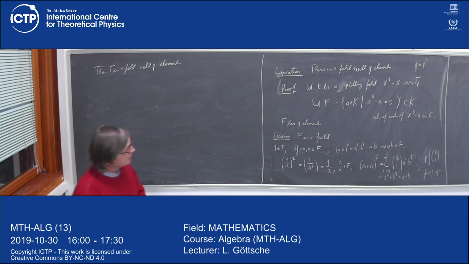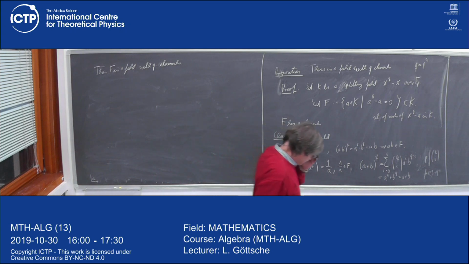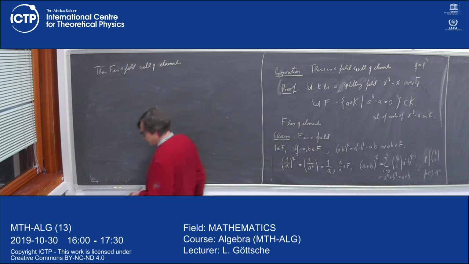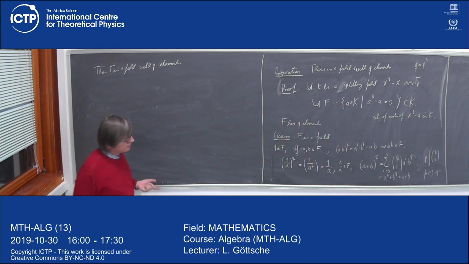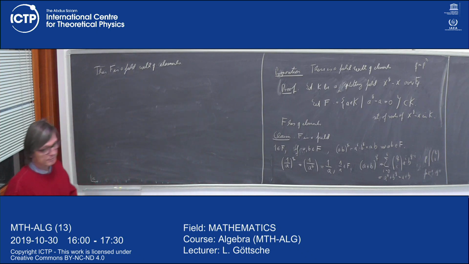Now I want to say a bit more. We now know that fields only exist with number of elements a prime power, and for every prime power there exists a field. And now I want to say that for every prime power, up to isomorphism, there's a unique field. All fields with p to the n elements are isomorphic. And this is because they are the splitting fields of the self-same polynomial.